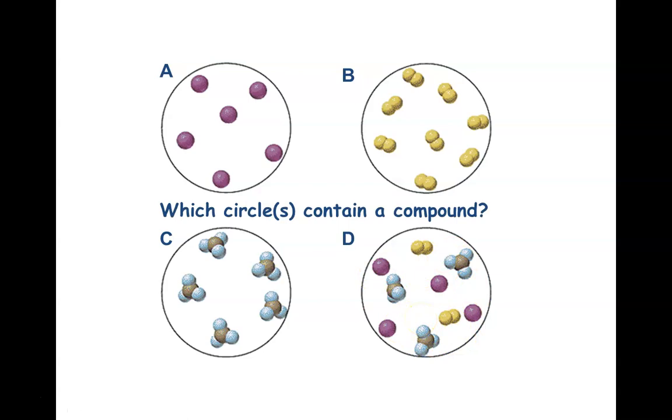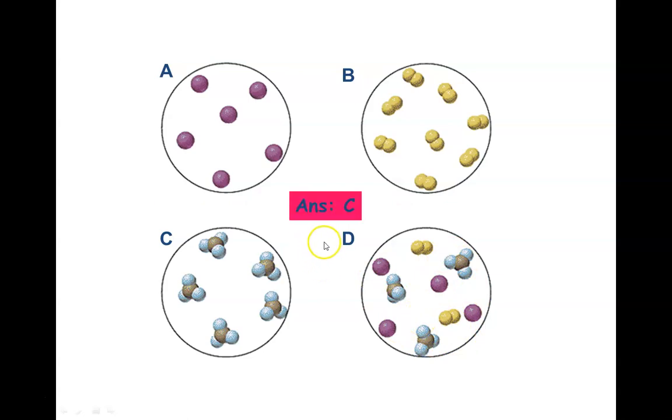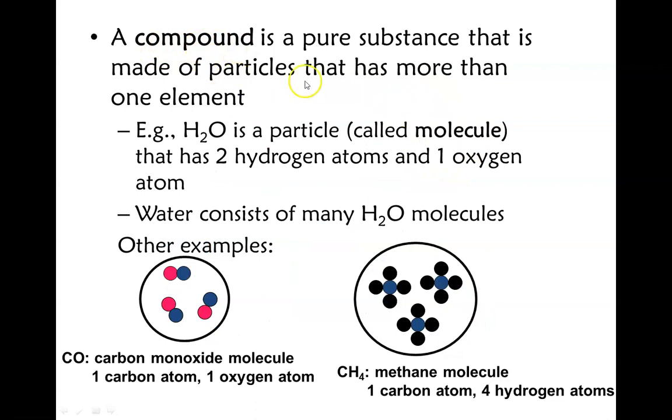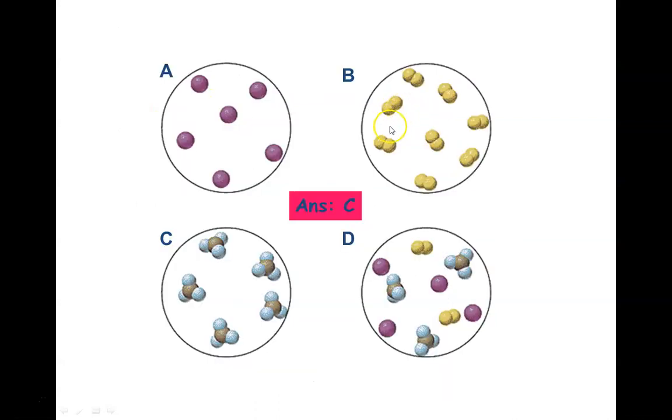Now, which circles contain a compound? This one was a little tricky. It's just C. This is not considered to be a compound because compounds are made up of more than one type of element, while these two are the same element. So this would be considered to be an element, a pure element, not a pure compound. You need to have different elements chemically combined in order to be considered a compound. And D is a mixture.